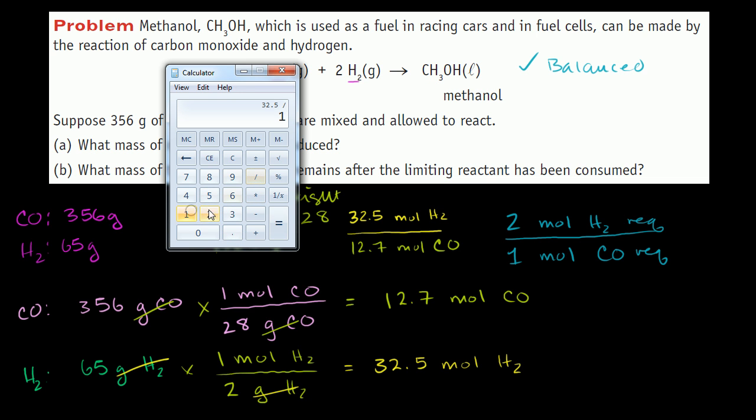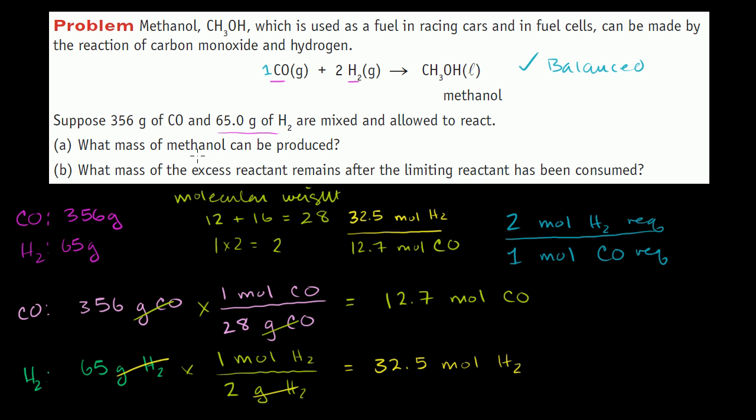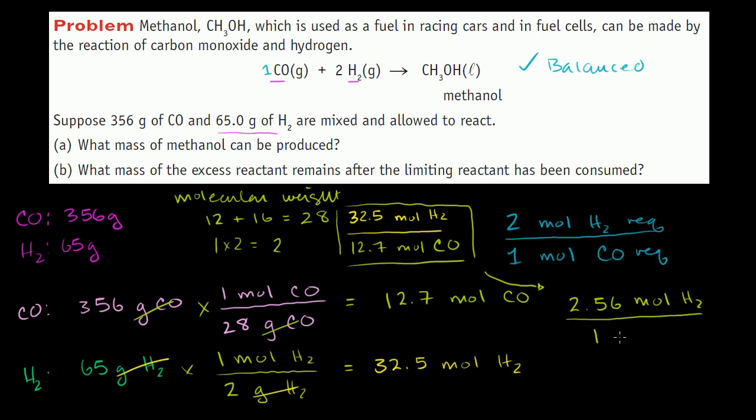32.5 divided by 12.7. Let me do it with the keyboard, these buttons are not great. 32.5 divided by 12.7. That's a lot better. It's about 2.56. So I could write this as we have 2.56 moles of molecular hydrogen for every 1 mole of carbon monoxide.